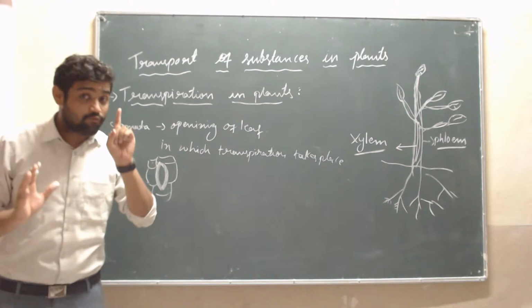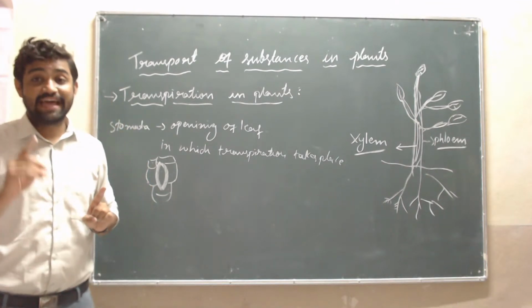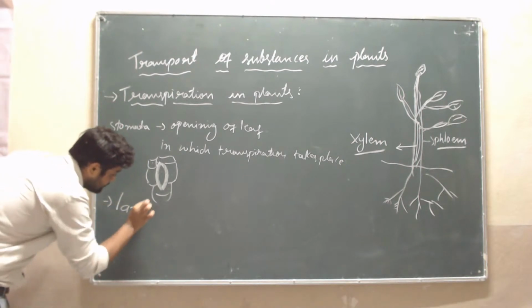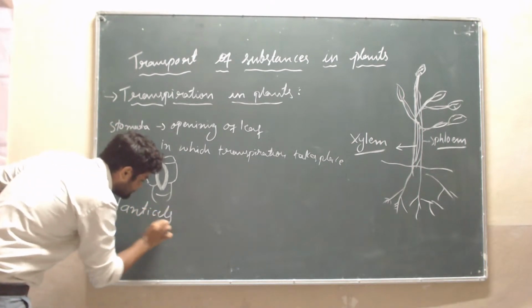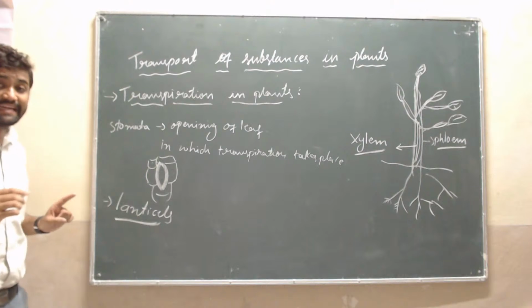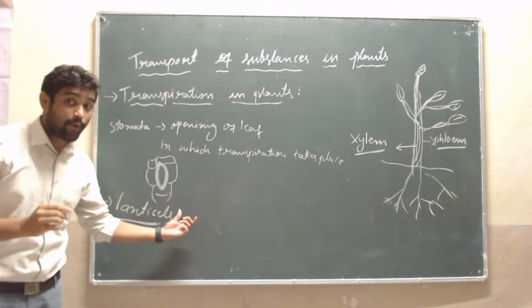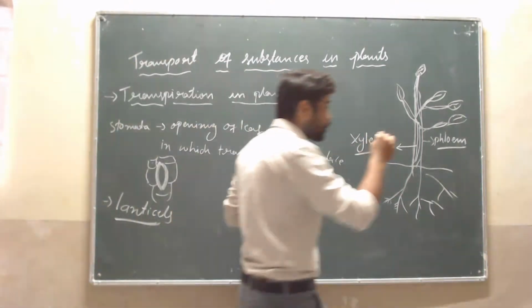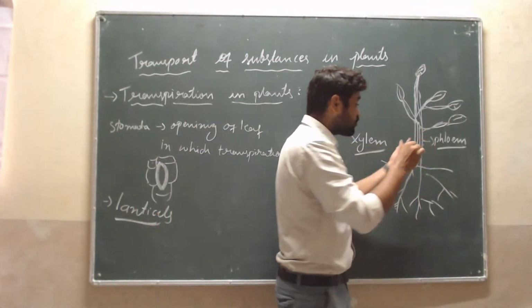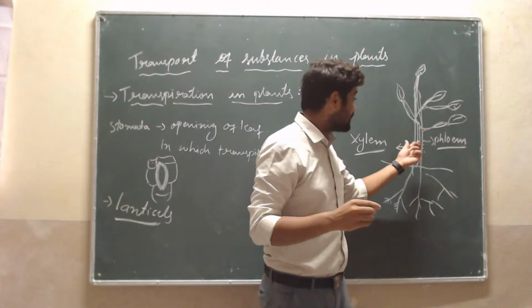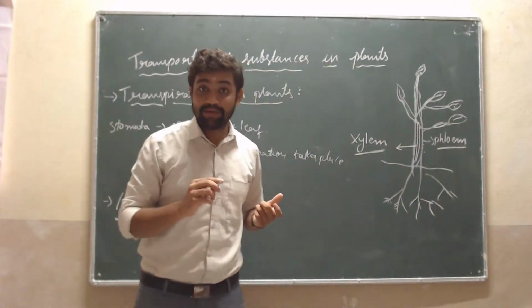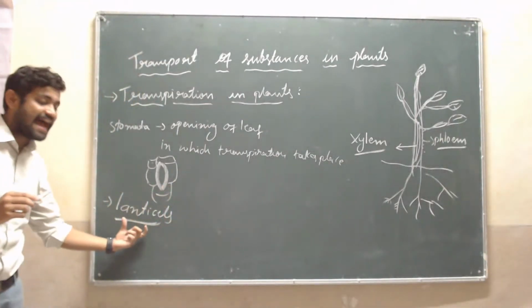No sir. One more important thing we have, that is lenticels. What is meant by lenticels? These are the pores on the stem. Small pores on the stem. There are some small pores present on the stem. Those are called lenticels.